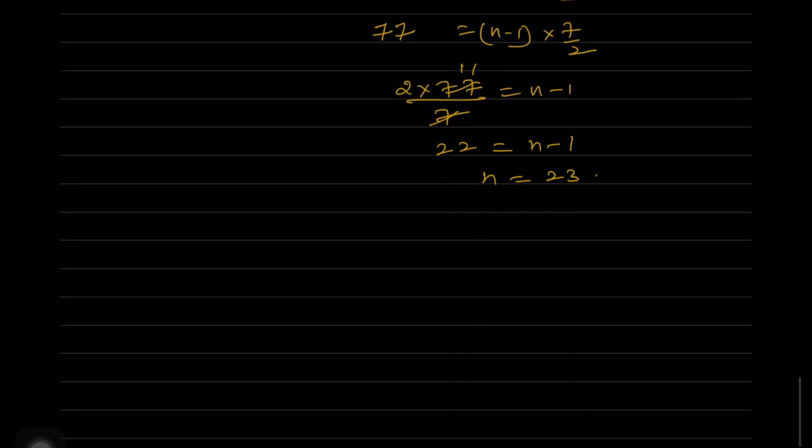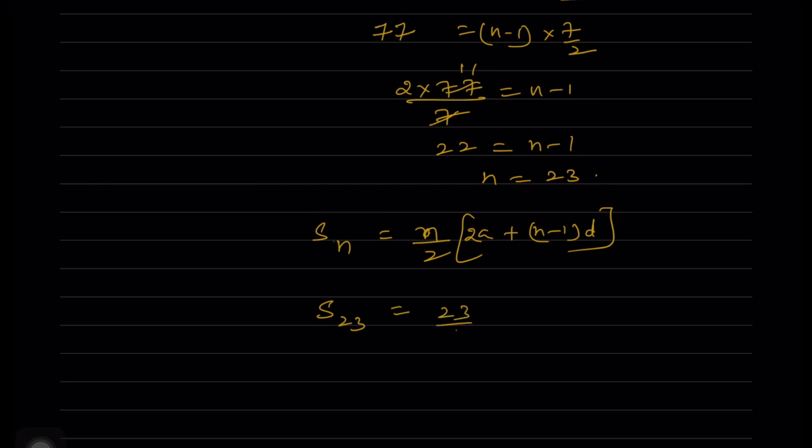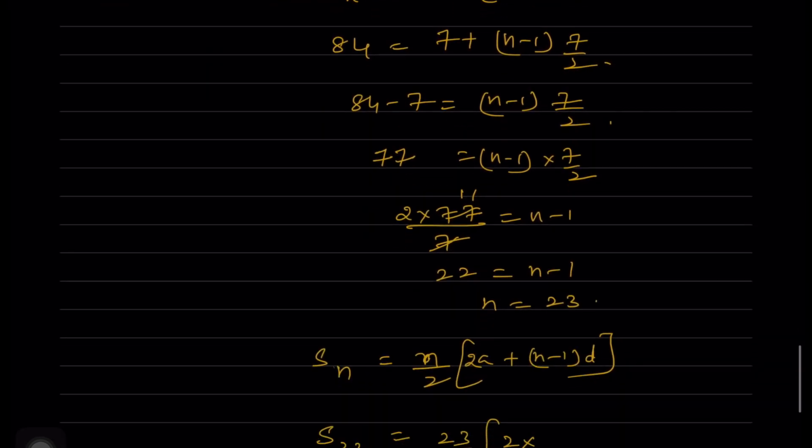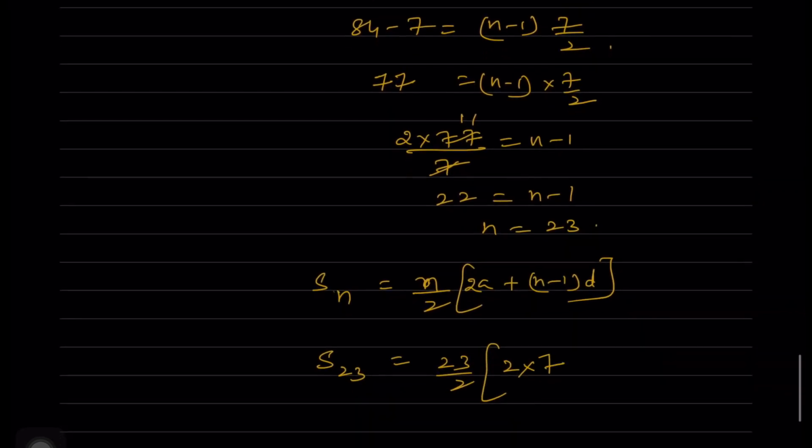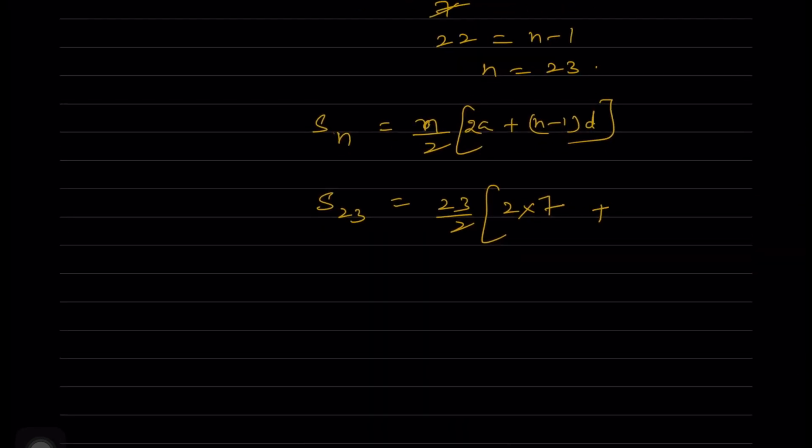So now how to find S23? We'll see. The Sn formula is equal to n/2 into (2a plus (n minus 1) into d). This is the formula. So S23 is equal to 23/2 into, what is the first term? a is equal to 7. You also have the formula given as Sn is equal to n/2 into (a plus l).